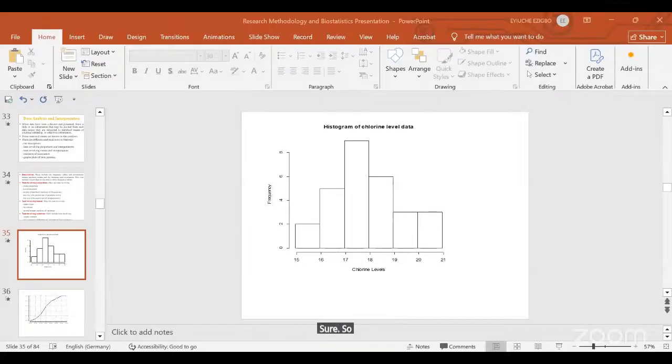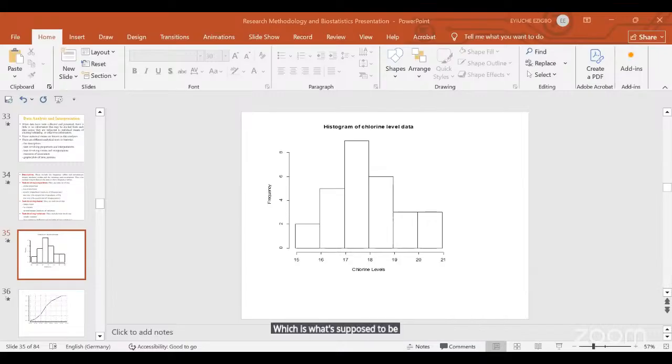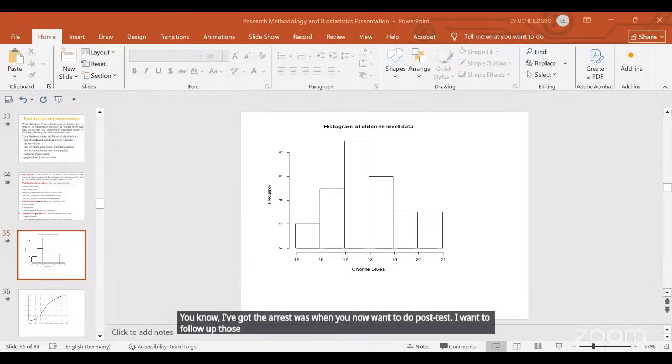So thank you for the opportunity. For somebody carrying out an interventional study and your population, you're making use of secondary school students, for instance, they are 700 in number, the entire population. You got your sample around 350, which is what's supposed to be. So you now start with pre-test, and you tested everybody and got their response. When you now want to do post-test, are you going to follow up those people that you tested initially, or can you test every other person and it will supply the post-test?